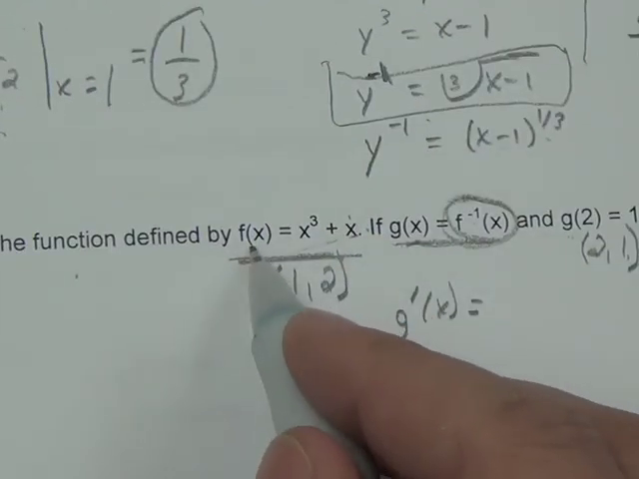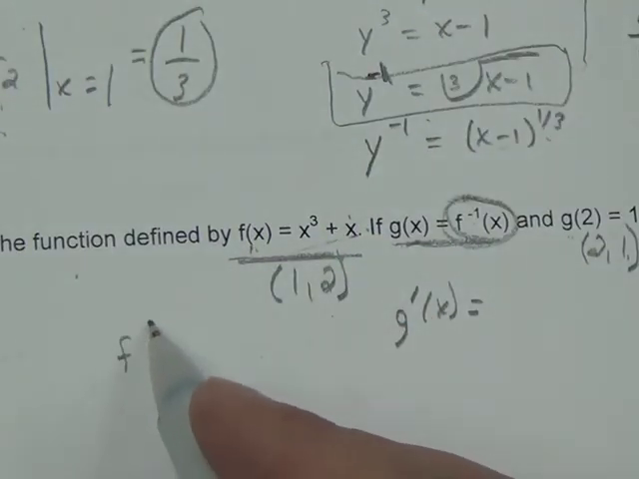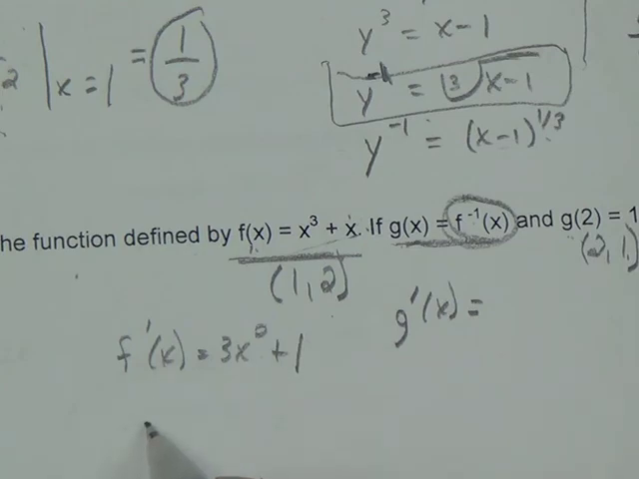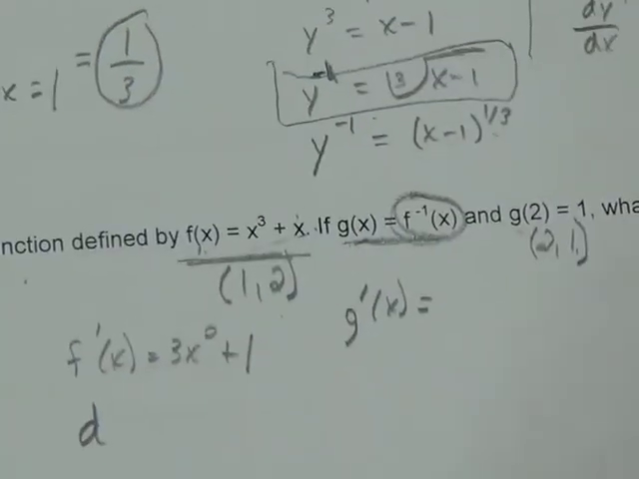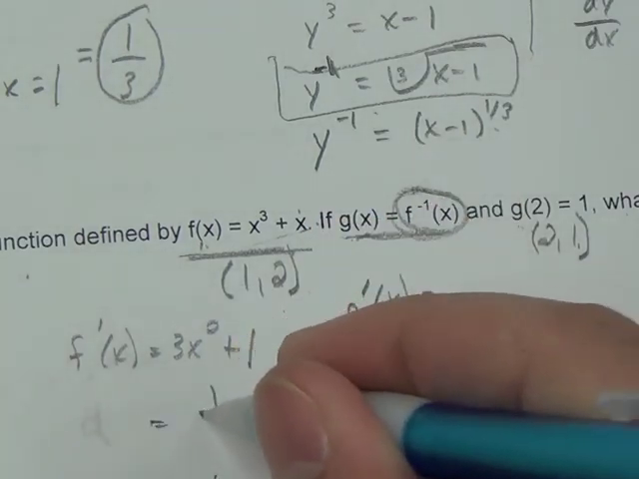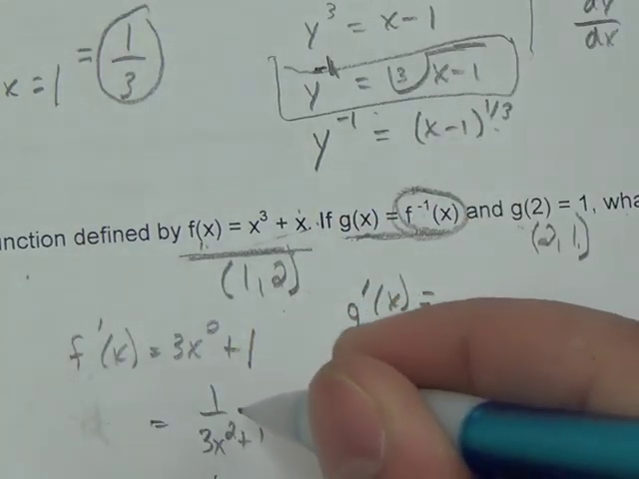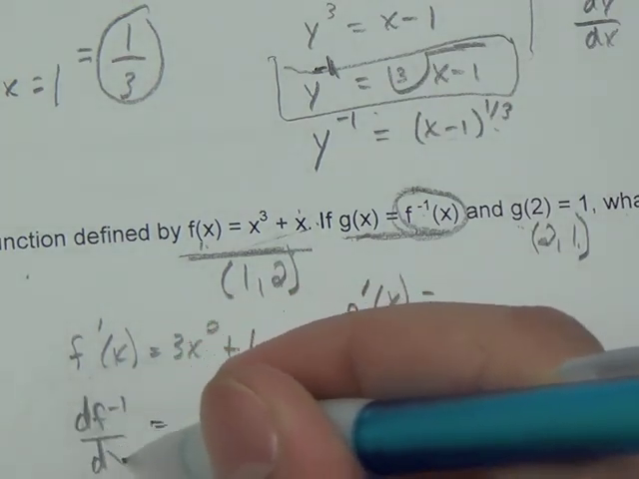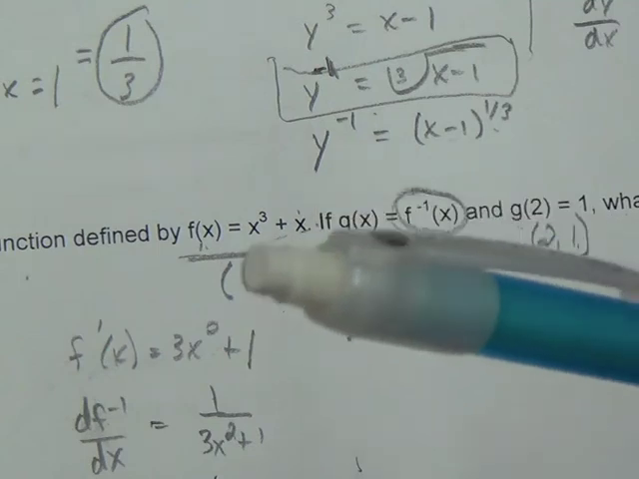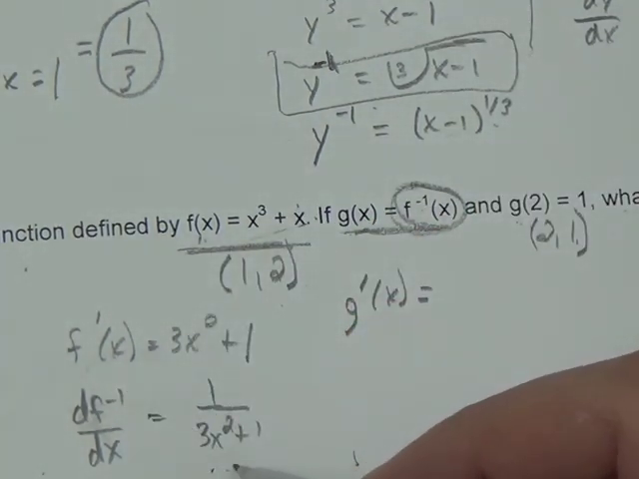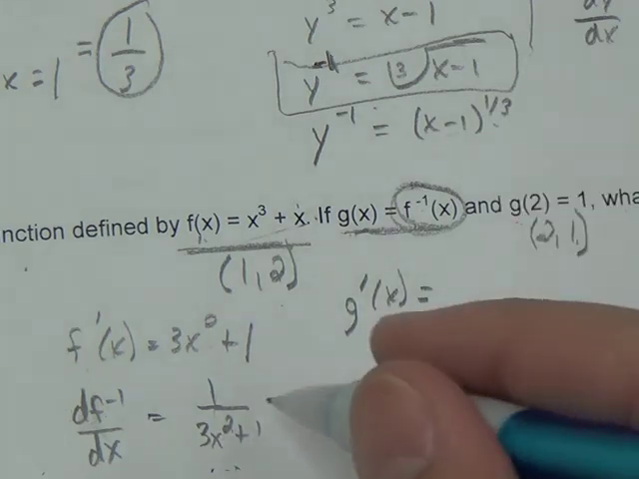So you're going to go to the original function, take its derivative. So f primed of x equals 3x squared plus 1. If we just write the reciprocal of this, 1 over 3x squared plus 1, that magically then becomes the derivative of the inverse. An original derivative and its reciprocal are always the inverse's derivative. So that's our inverse derivative.